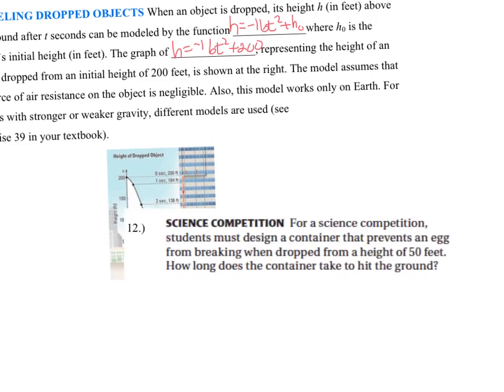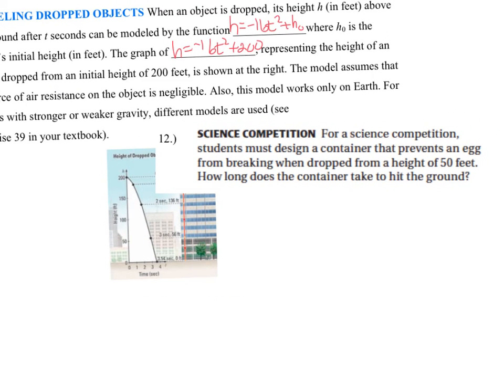Move this a little so I can move this over here. How long does the container take to hit the ground? Well, they're telling us that the initial height is 50 feet, so we fill that in for h sub 0 in our formula. If they want to know how long until it hits the ground, that means our height would be 0 if we're on the ground.